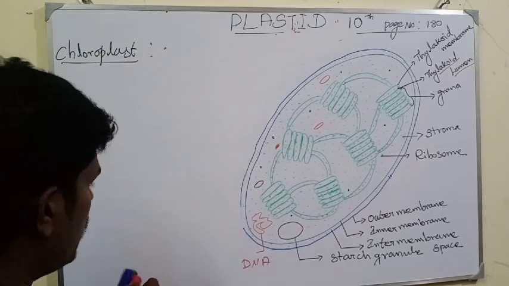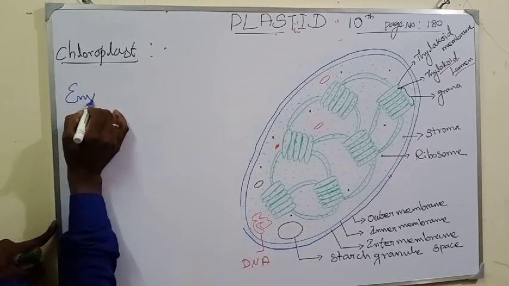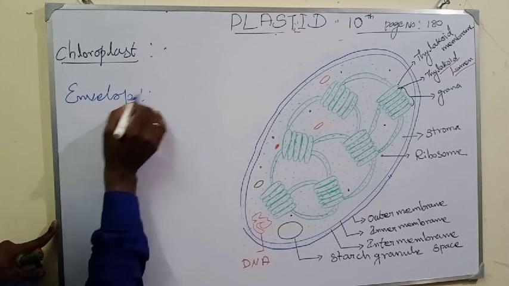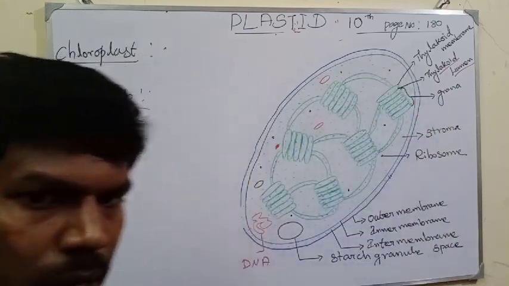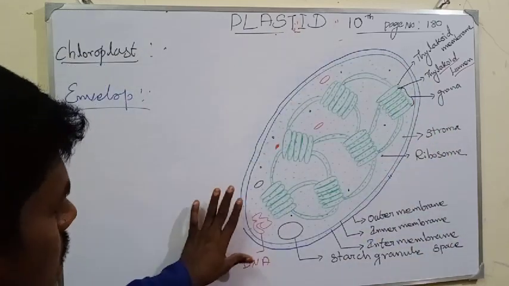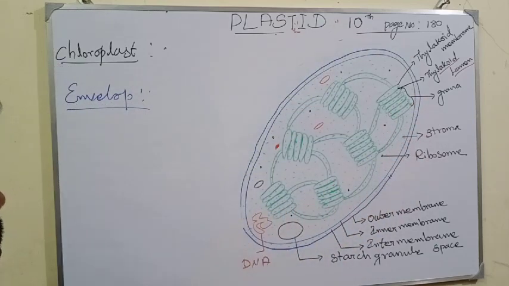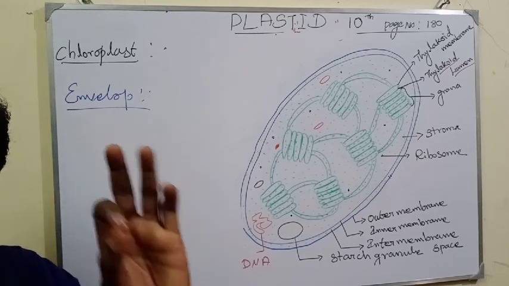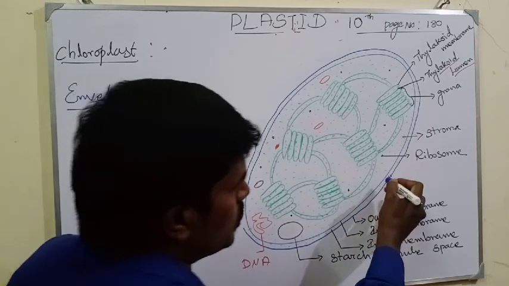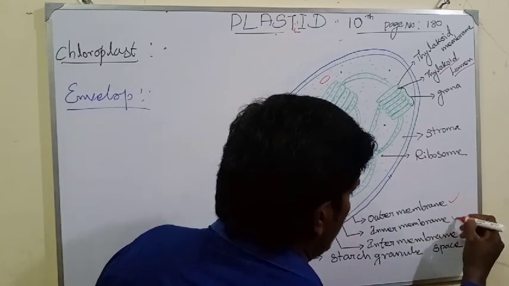Chloroplast ultrastructure. It consists of the first part, the envelope. The envelope means the surrounding membrane or covering layer. See the diagram, the chloroplast is surrounded by two layers. So, for the envelope you have to write chloroplast envelope as outer and inner membrane. The outermost layer is called the outer membrane and the inner layer is called the inner membrane.